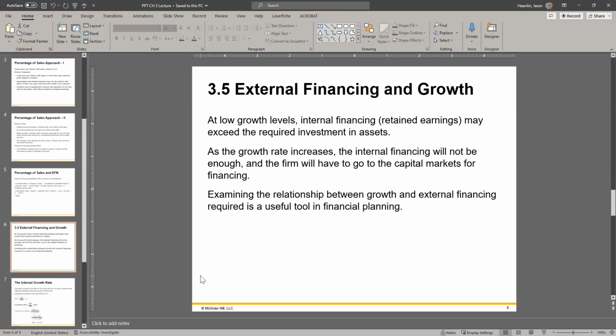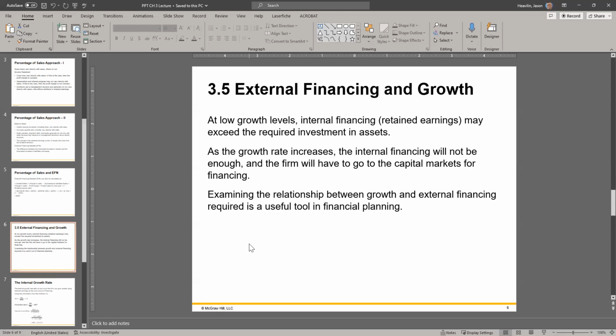Okay, continue. Now, external financing and growth. You can also set some points where you'll know that if my sales are growing past this point, I may need external financing. But as long as my sales are growing below a certain level, then I can continue with my internal funds.